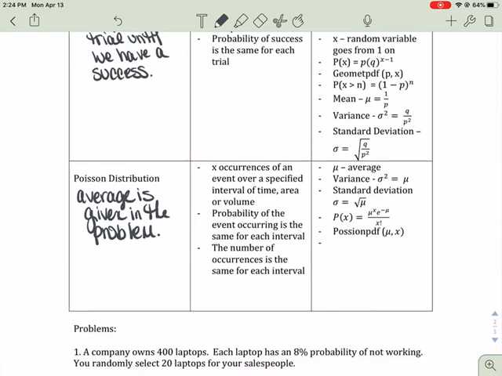Okay, so we're going to look for if it says average or occurs this many times, that's going to be a Poisson. All right, so those are going to be the easy ones to pick out between all the rest.